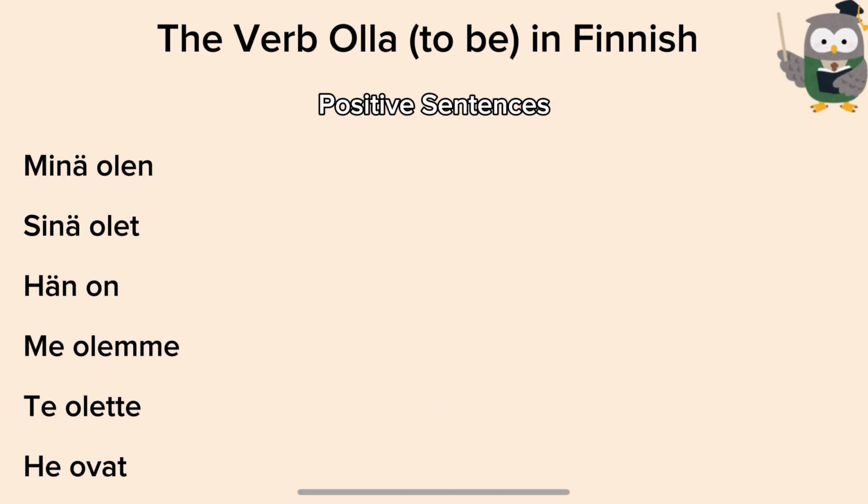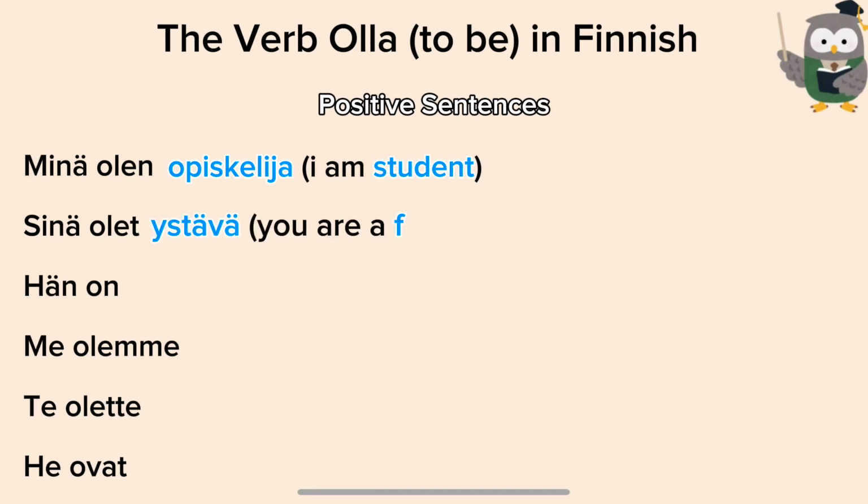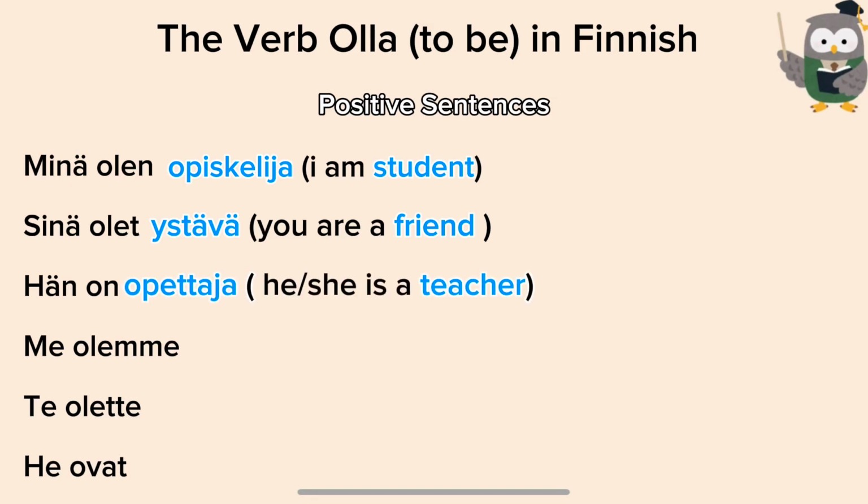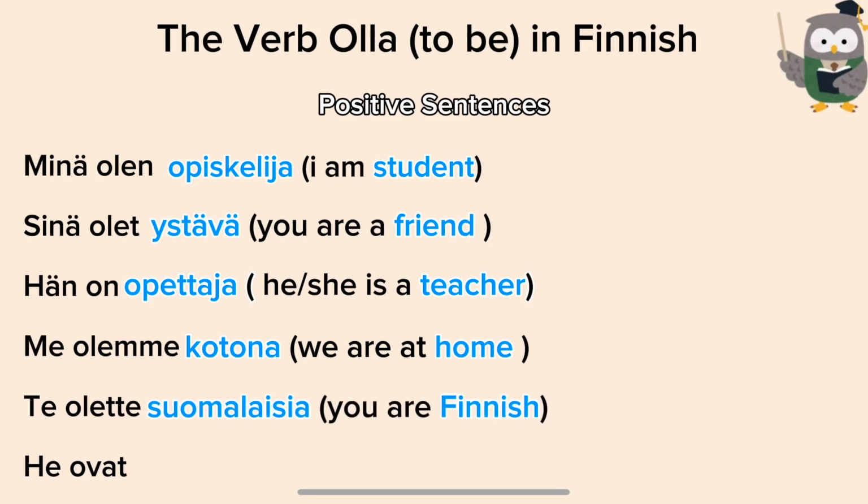Minä olen opiskelija. I am a student. Sinä olet ystävä. You are a friend. Hän on opettaja. He or she is a teacher. Me olemme kotona. We are at home. Te olette suomalaisia. You are Finnish. He ovat iloisia. They are happy.